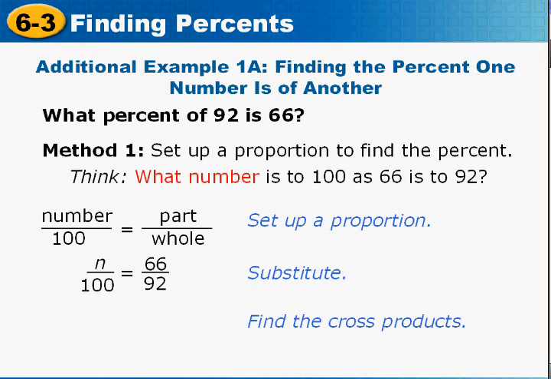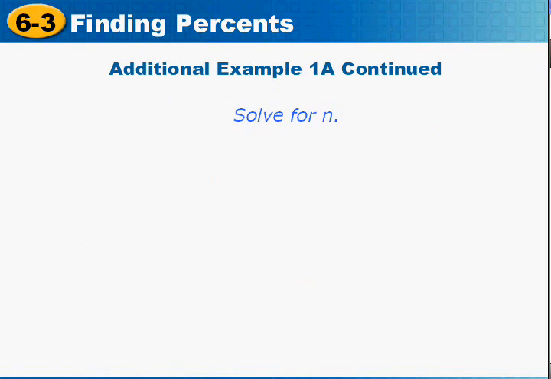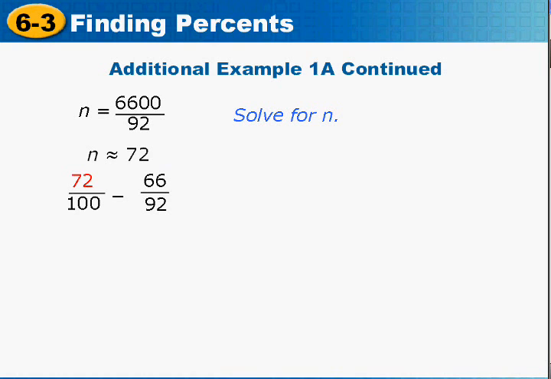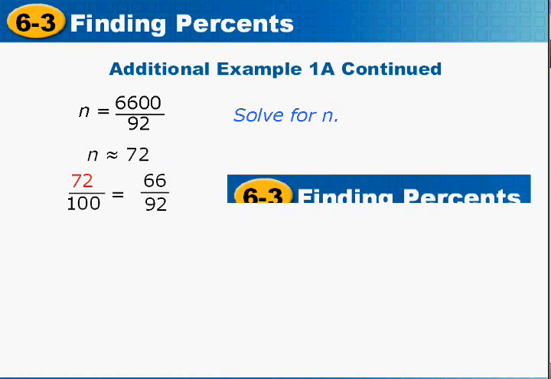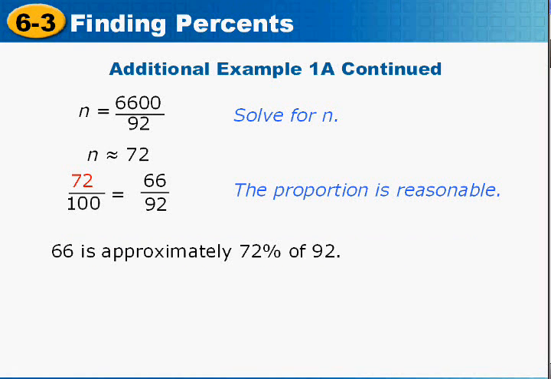Find the cross products. This is just like we have been doing to get equations. You multiply across. 92 times n is 92n. 100 times 66 is 6600. So once you have your equation, it's pretty easy. You just take your equation and solve for n by doing the inverse operations. I divide by 92 and it's about 72. So, plug that in. The proportion is reasonable. It wouldn't be reasonable if we had a number higher than 100. So 66 is approximately 72% of 92.